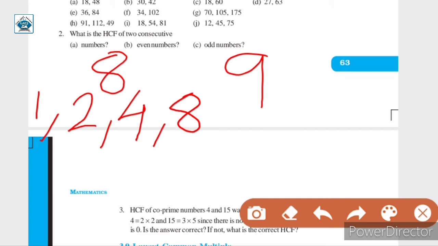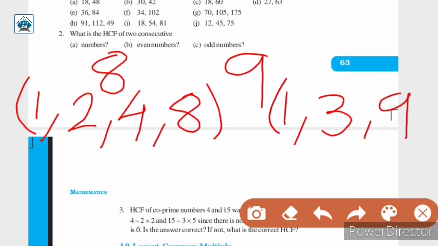Similarly, the factors of 9 include 1, 3 and 9. These are the factors of 9. Now in this also we can observe that the common factor is only 1. एक ही common factor है and that is 1. 1 के अलावा कोई भी common factor नहीं है. So in this case also the highest common factor is 1.